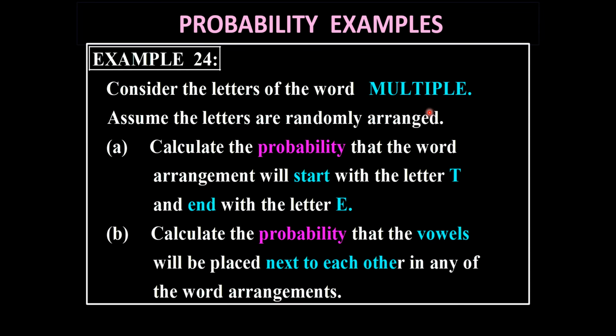Here we have the letters of the word multiple, and we assume the letters can be arranged randomly. And now we want to calculate the probability, right? Not the number, the probability that the word arrangement, in other words, using all those letters, will start with a T and end with an E. Then we have another probability that the vowels, we need to know what vowels are, are placed next to each other. What would the probability be that the vowels will be placed next to each other in a word arrangement? Okay, so we're going to look at that.